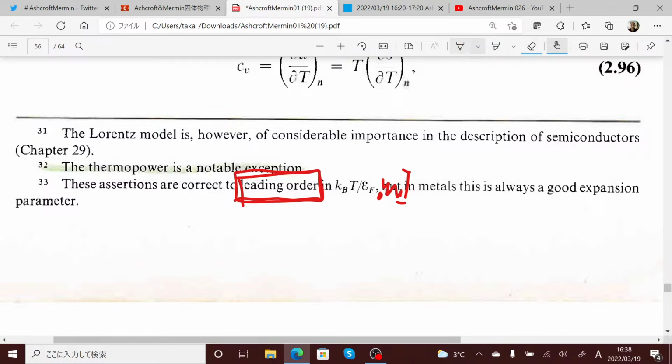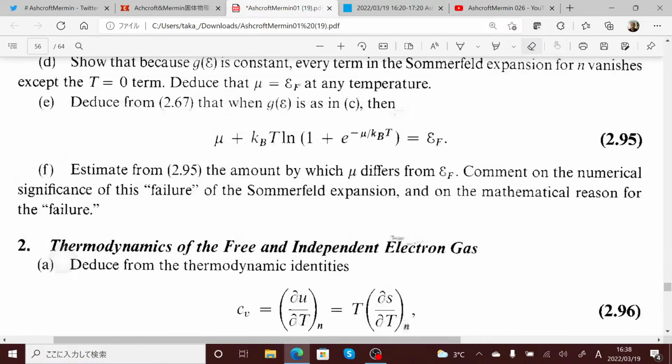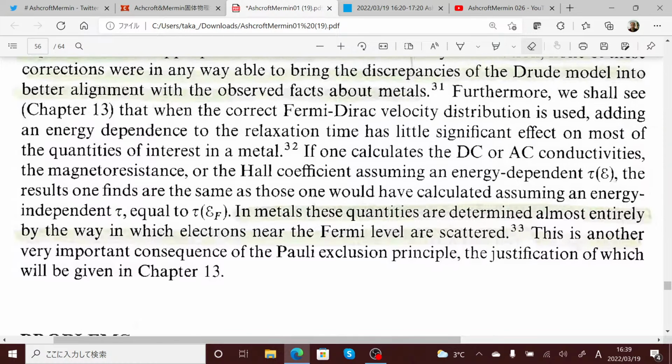But, why but? These assertions are correct to leading order in kBT divided by epsilon F. But in metals, this is always a good expansion parameter. In metals, this is always a good expansion parameter. I'm sorry, I don't understand.